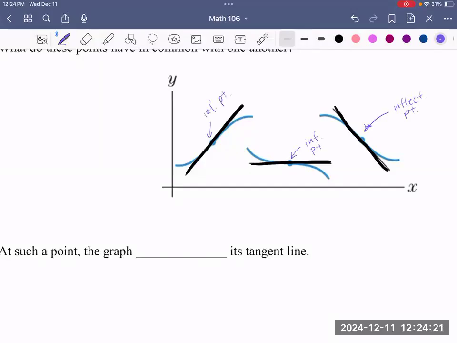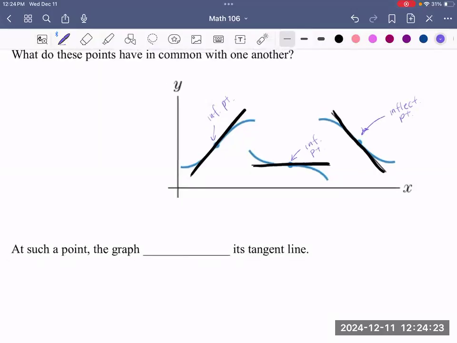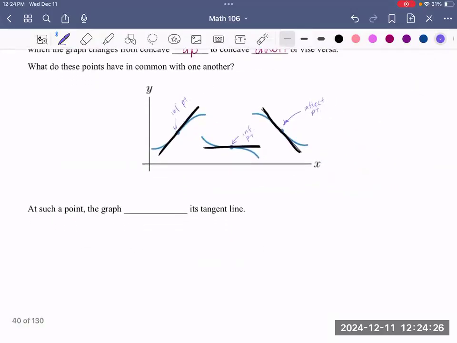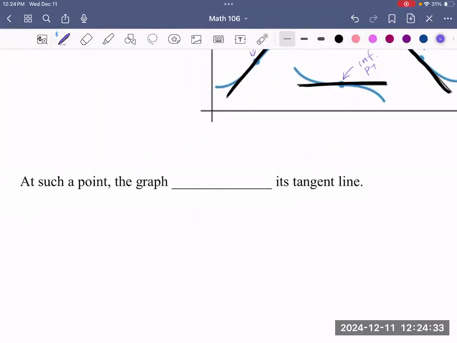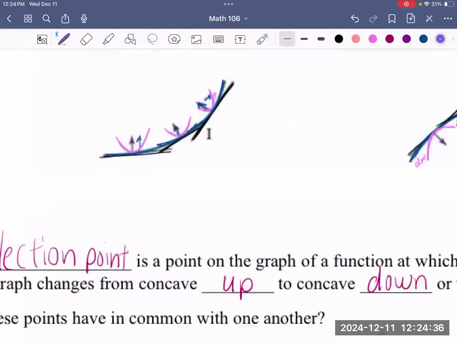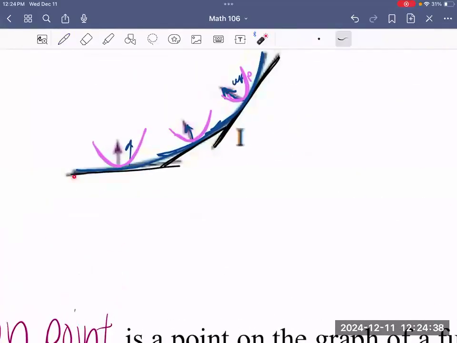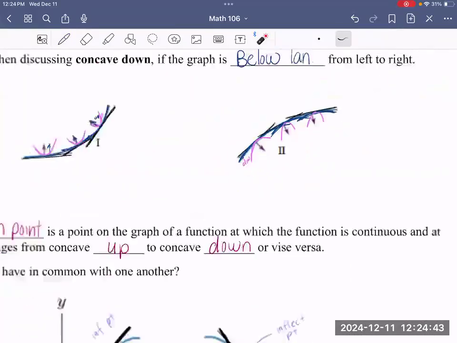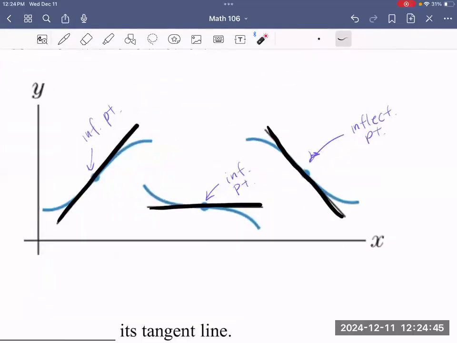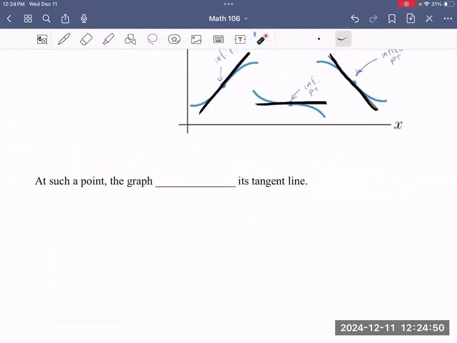So graphically, we can see that these inflection points go right through your tangent line. They cross your tangent line, which typically we don't see. Tangent lines are typically either stacked below or above the graph, touching in that one particular spot. For your inflection point, it's crossing straight through that particular point. That is how you can identify your inflection point. So it crosses its tangent line.